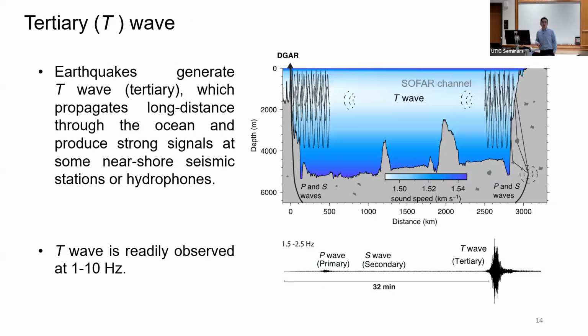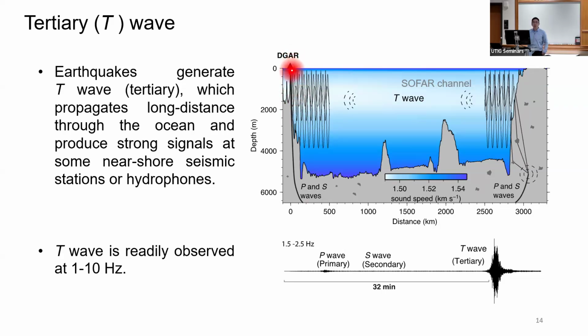This is one example of how earthquakes generate acoustic waves in the ocean. Suppose we have an earthquake here in the crust. It generates seismic waves, P and S waves, primary and secondary waves, propagating upward to the seafloor. These seismic waves are converted at the seafloor to acoustic waves, and then propagate in the SOFAR channel. Finally, these sounds, or acoustic waves, are recorded by a hydrophone or seismometer.